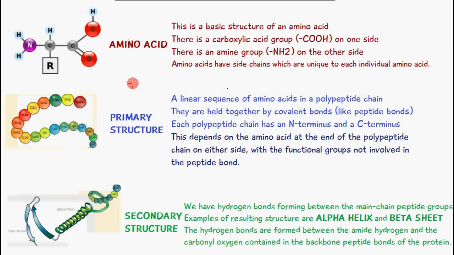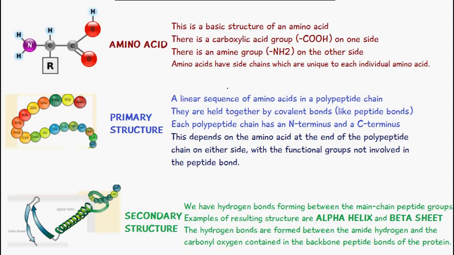If you imagine a long chain of amino acids, one end is going to have an N terminal and the other will have a C terminal. On one end of the chain we'll have this amine group sticking out, and on the other end of the chain we'll have this carboxylic acid group sticking out. That is the N and C terminal, and that depends on which amino acid is at the end of the polypeptide chain. Another factor to note is that these residual groups or functional groups don't have a role in the peptide bond.